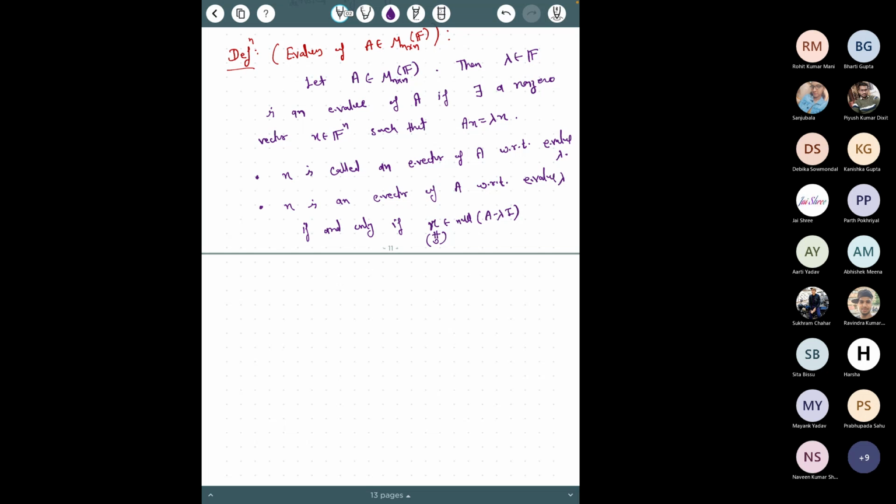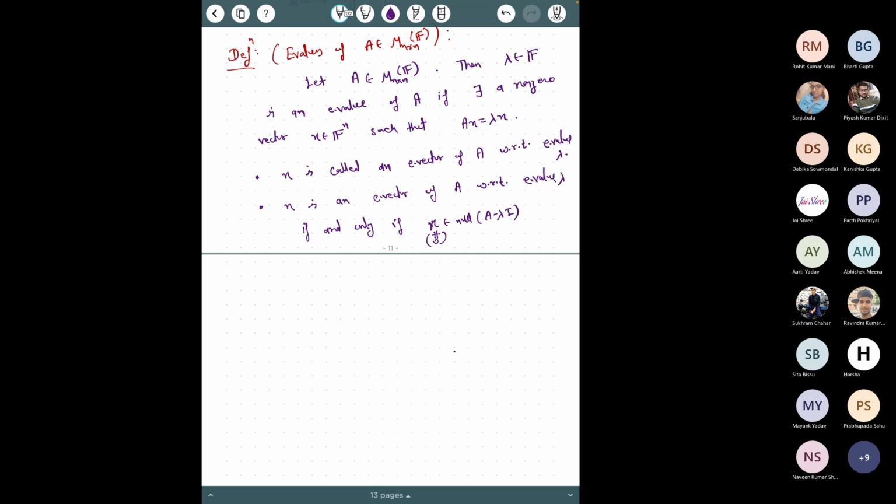So clearly you can see that eigenvectors corresponding to an eigenvalue are not unique. There may be more than one eigenvector corresponding to one eigenvalue. In fact, every scalar multiple of an eigenvector is also an eigenvector corresponding to the same eigenvalue, right? Any non-zero scalar multiple, because the vector has to be non-zero.